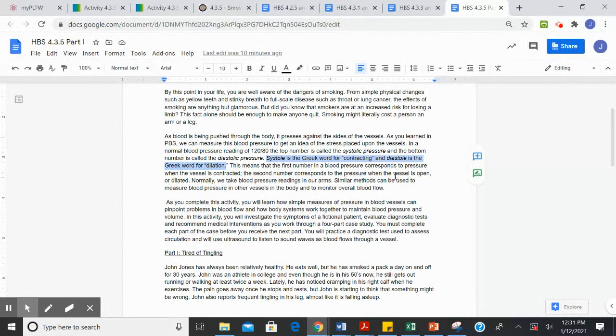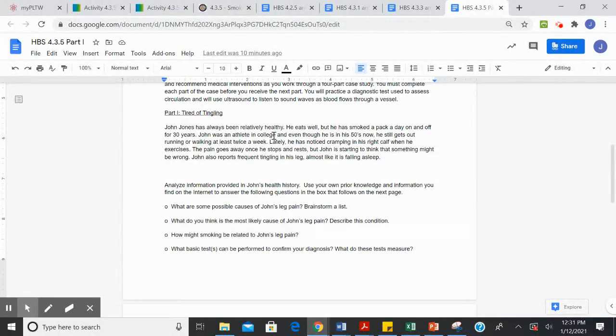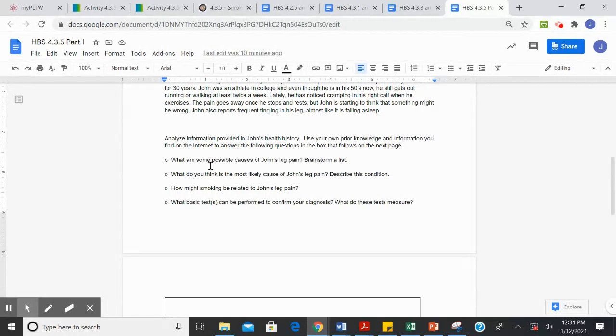You're going to read the story about John Jones, read some information about him, and then answer these 4 questions to the best of your ability. He's having some leg pain, so do some research and make a list of some causes. What do you think is the most likely cause of that? Describe that condition. How might smoking be related to the leg pain? And what tests can be performed to confirm your diagnosis? You can look up and get some of the background, and then we can get into the testing of this on Friday and into next week. Hopefully that makes sense. We'll just use the internet resources to help you with this, and we will talk about it in class.